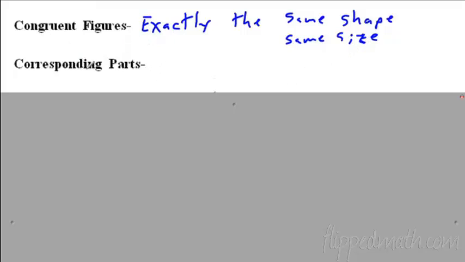So we're not going to just say these two sides are congruent or these two angles are congruent. We're going to say these shapes, these triangles, these polygons, these whatever, are congruent. We're going to show that all kinds of shapes are congruent. So what's important about that? Well, we have to know corresponding parts.